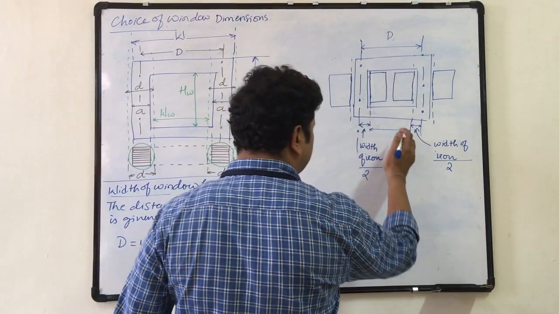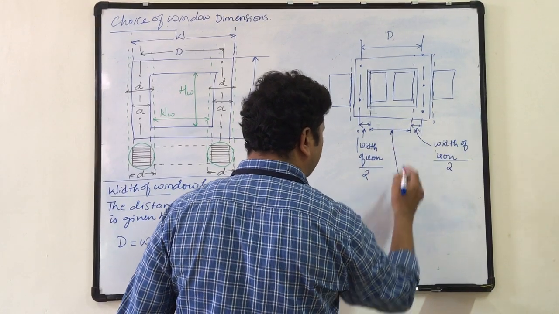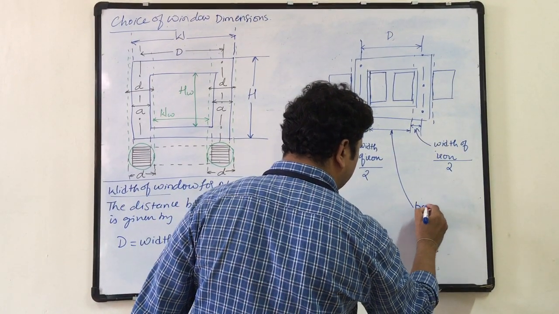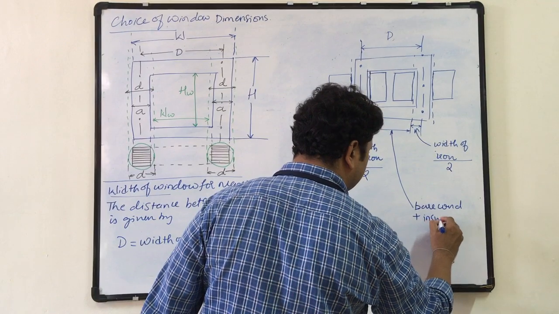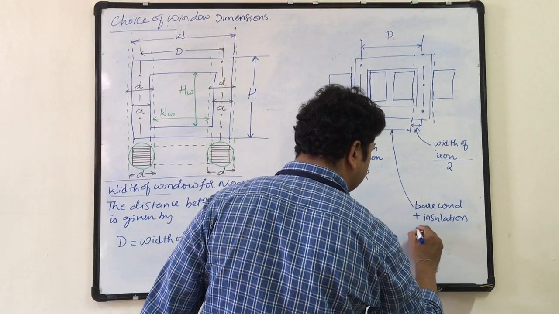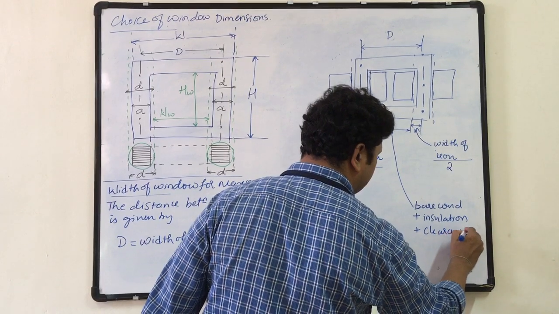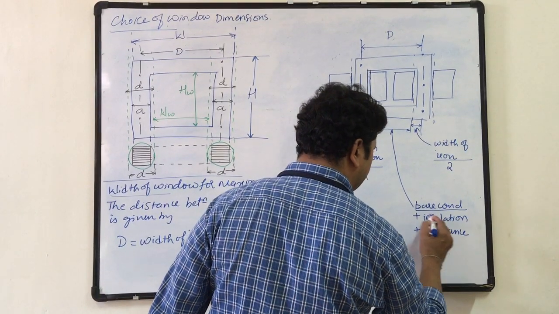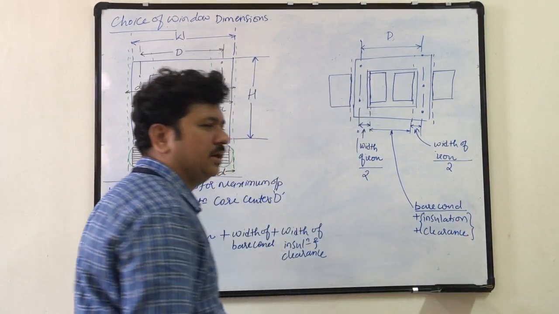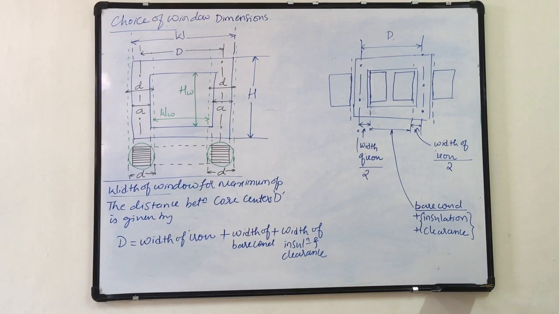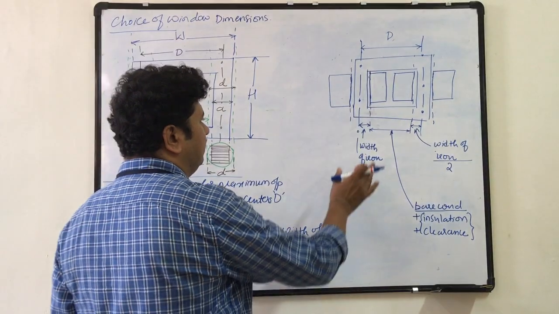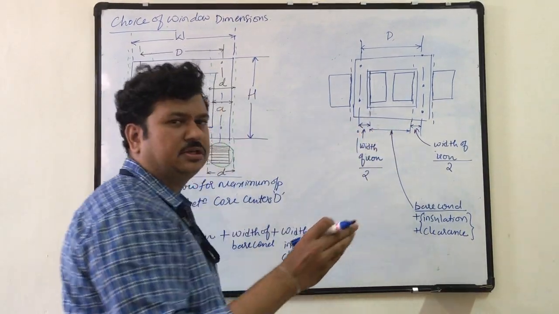So in this middle width, I have bare conductor, plus insulation, plus clearance. So bare conductor is taken separately, insulation and clearance is taken separately. Because bare conductor adds to area of copper. Area of copper is the area of the copper which is not insulated. So in between iron consists of bare conductor.